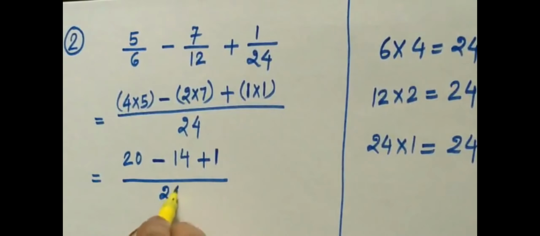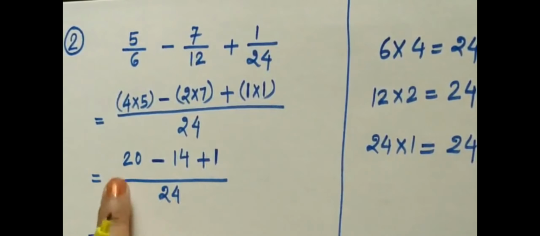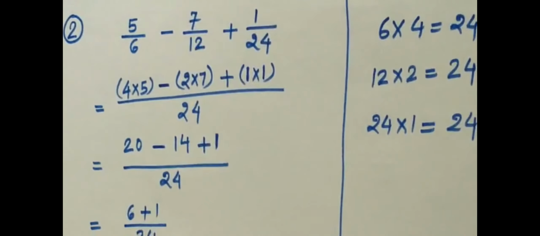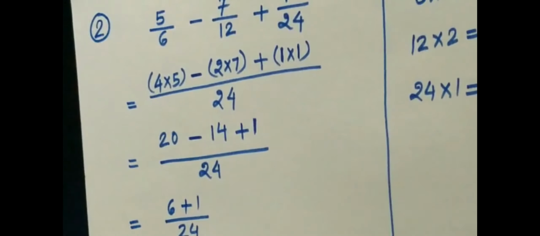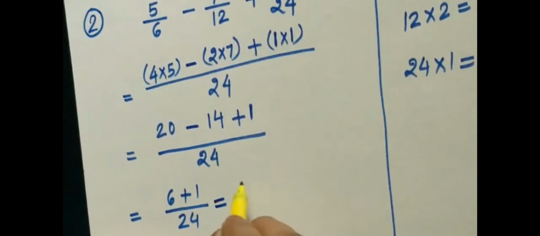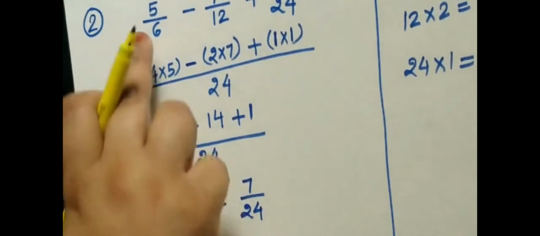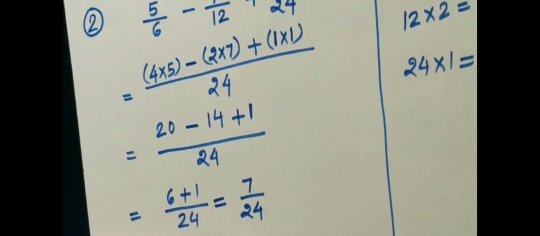by 24. Now we need to solve these plus and minus here. So 20 minus 14, 6 plus 1 divided by 24. And then 6 plus 1 will give us 7, 7 by 24. This is the way to solve a question where the highest denominator comes in the table of other smaller denominators.